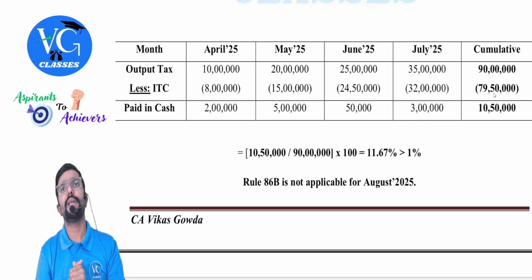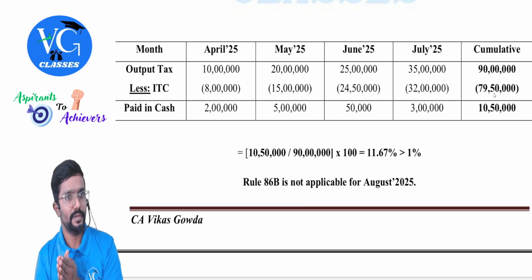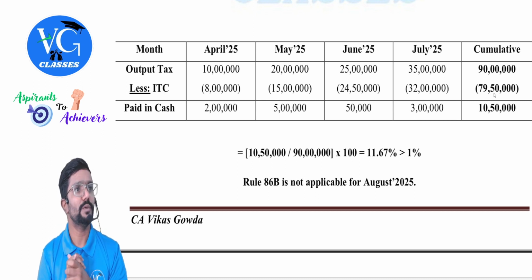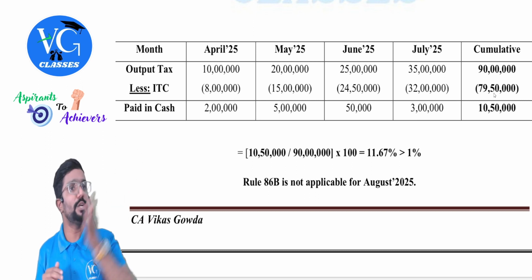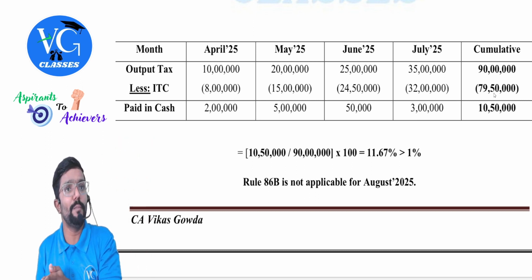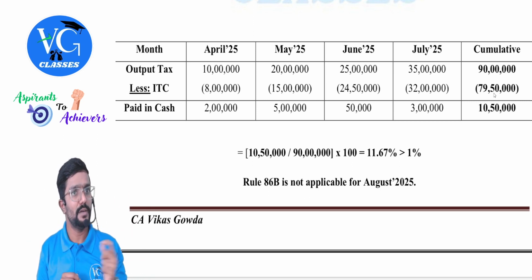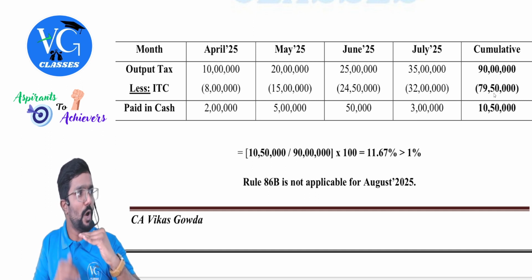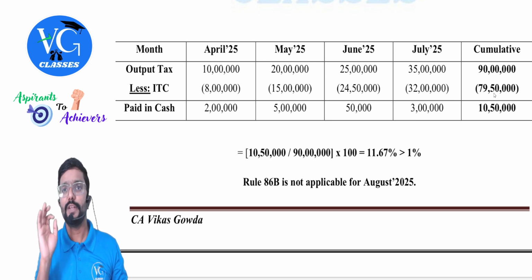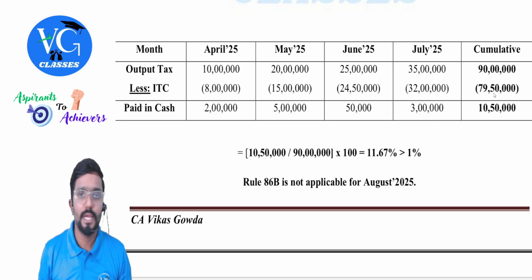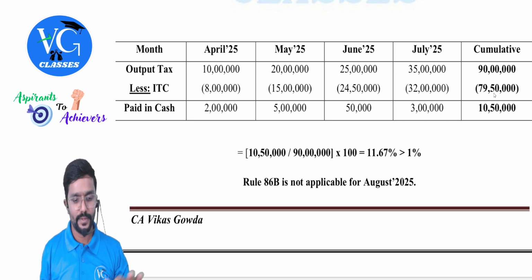Now assume, let me take one more example. Assume I am in December. I want to know, should I pay 1% of my output tax as GST through cash ledger? What should I do? Go for the preceding months, from April to November, means from the beginning of the year till November end. Check what is the total output tax. How much ITC is availed? How much is paid through cash ledger? Divide how much is paid through cash ledger by output tax into 100. If it is already more than 1%, no Rule 86B for December. Is that clear? Yes, sir.